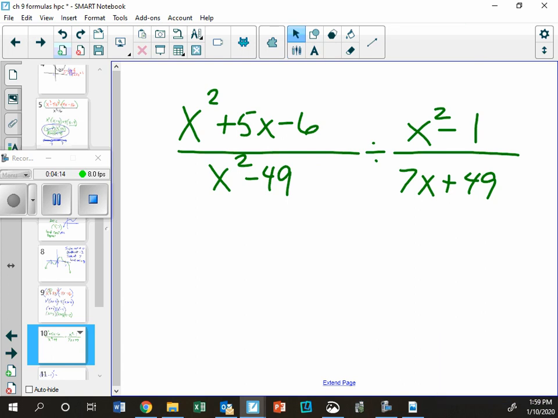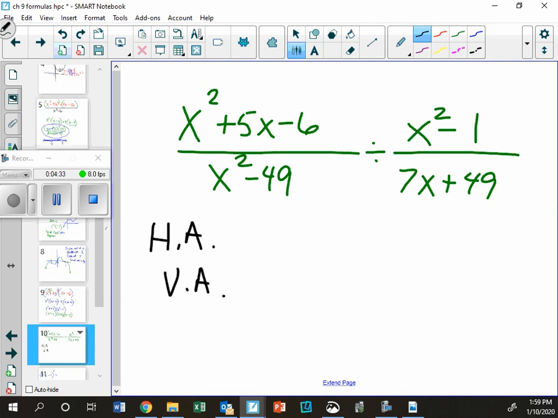All right. This one has a little bit of factoring, a little bit of dividing of fractions, and then when you're all done, you have a simplified answer, and I want you to tell me 3 things about it. Horizontal asymptotes, ask Bob. Vertical asymptotes, be careful because vertical asymptotes are right in there with the holes. And this one will have more than 1 hole.